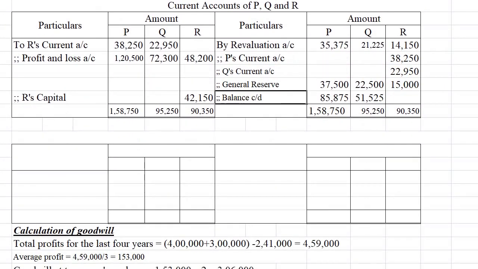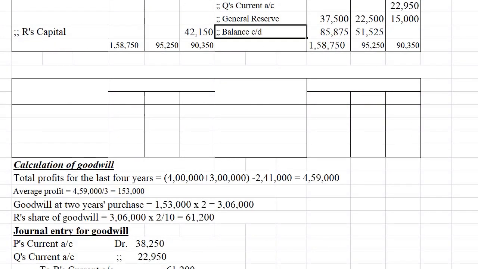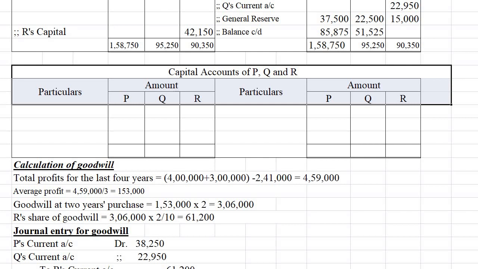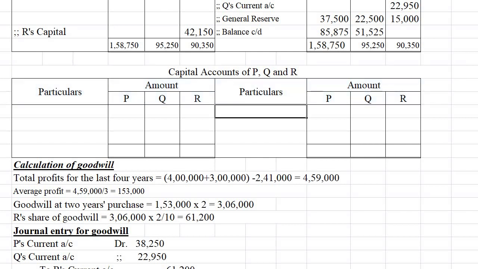Then this current account balance of R will be transferred to his capital account. So for that purpose, let us prepare the capital account of P, Q and R. In that opening balance, it is given in the balance sheet. Okay, 5 lakh, 3 lakh and 2 lakh. Then R's current account, there 42,150 is there, that can be credited to his account and can be written here as R's current account. Okay.